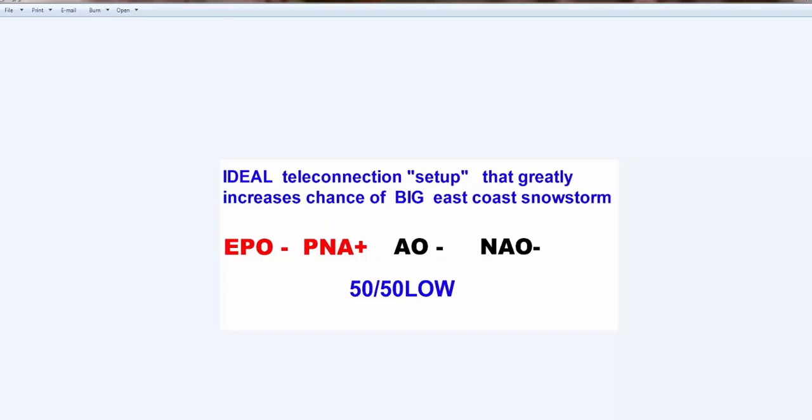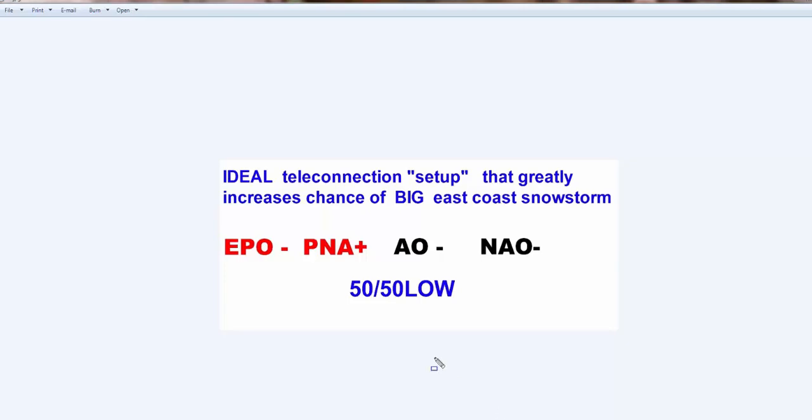So what's important to understand are the overall upper air patterns first. And when things are in place, that's when you get your big snowstorms. And when they're not, that's when you need to be skeptical of weather models. So this is what we ideally want to look for here. So let's take a look at this.